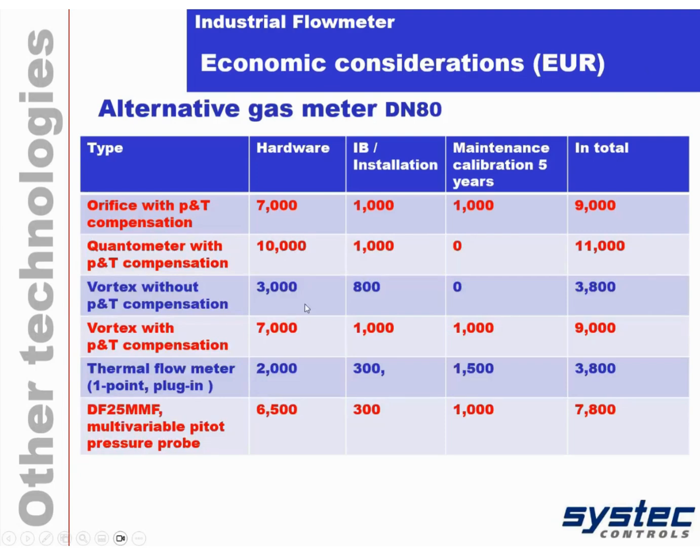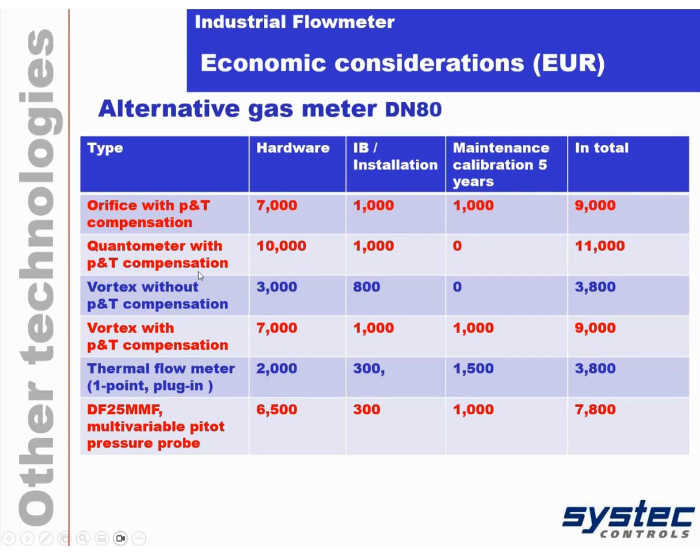Okay, let's see if we compare the prices under the economic conditions. An orifice with pressure and temperature compensation, hardware, we are talking about small flow meters, 80 to 100 millimeter, might be 7,000 euro, installation 1,000, and the calibration over 5 years is 1,000. So total cost of ownership for 5 years, 9,000 euro.